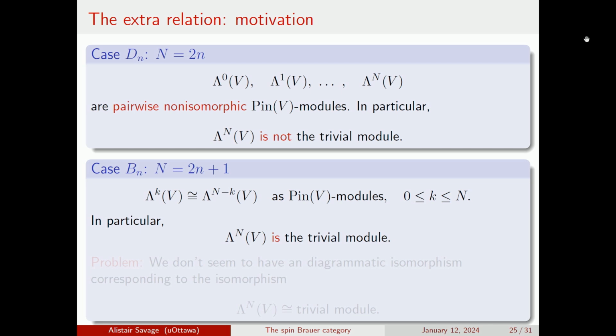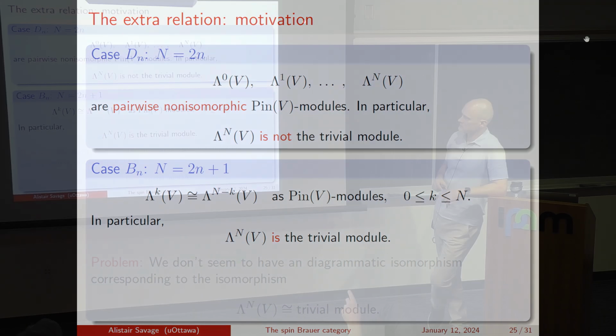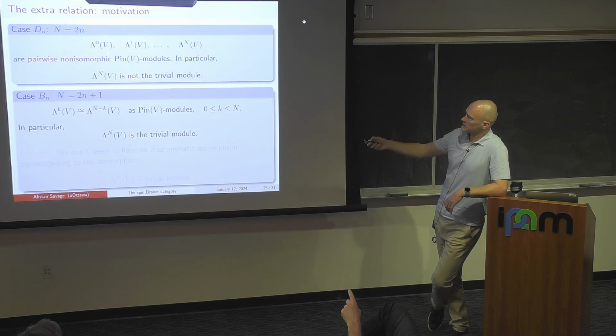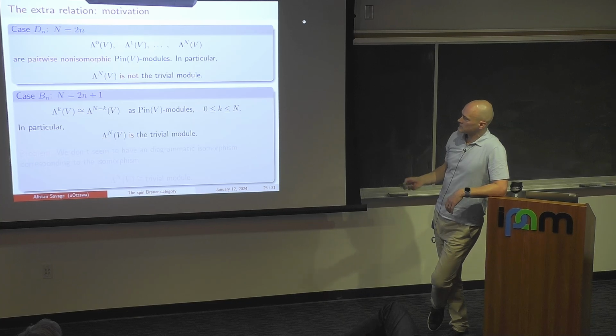This higher exterior power. So I'm confused. Why, when n is even, I thought the additional element of pin will act by 1 on it, no? Wedge n. That's right. So why is it non-trivial? Sorry, you're looking at this case? No, the above, the D N case. The D N case, yeah. They're both trivial as pin modules.